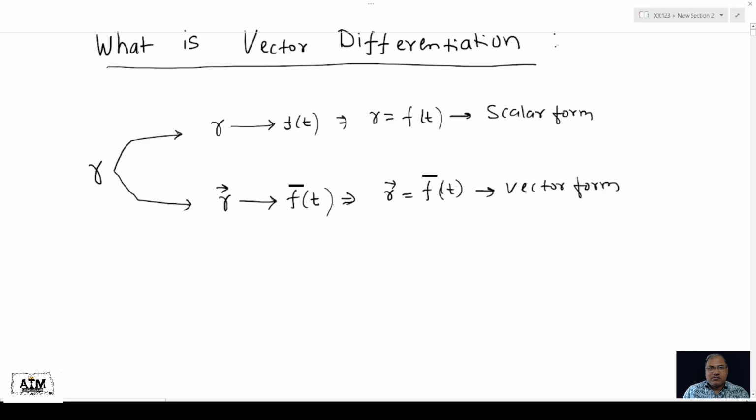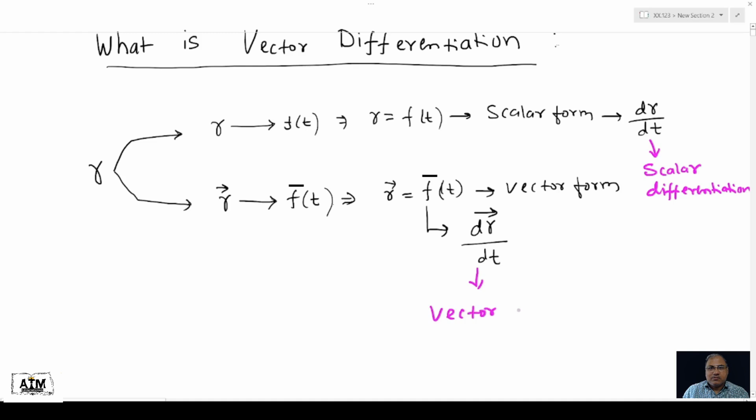We can find the derivative of R in case 1, that is dR by dt, differentiation of R with respect to t. In the second case, it is a vector R, and we can even find the derivative of vector R with respect to t. In case 1, it is called scalar differentiation. In the second case, it is called vector differentiation.